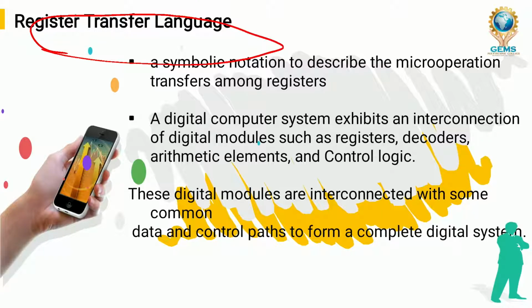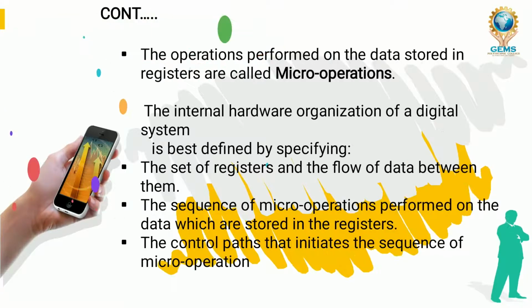My students, kindly understand one thing here. We are using one language. The language contains notations and symbols. These notations and symbols help to perform some micro operations on data in registers. And this kind of language we are calling register transfer language. The operations performed on the data stored in registers are called micro operations.